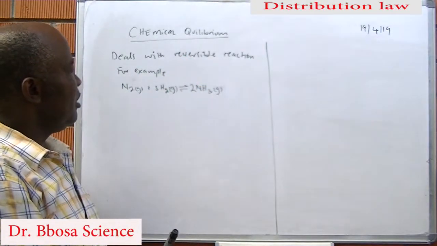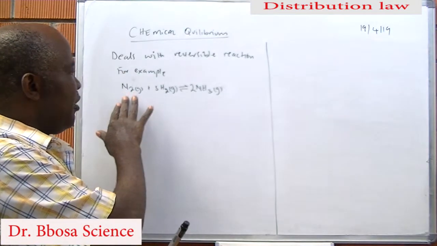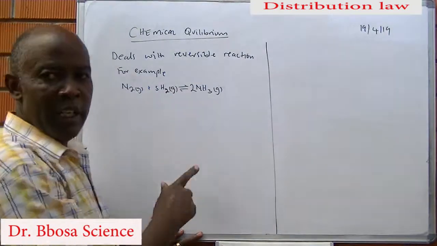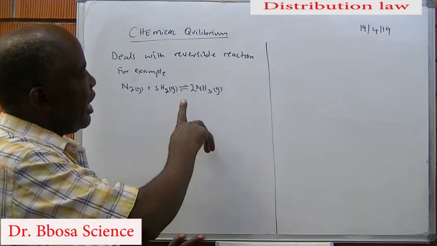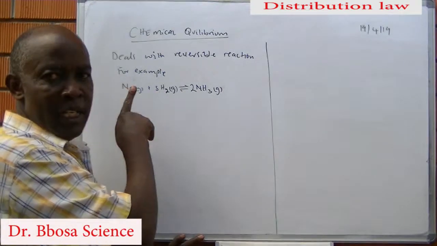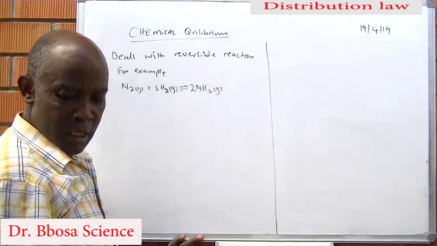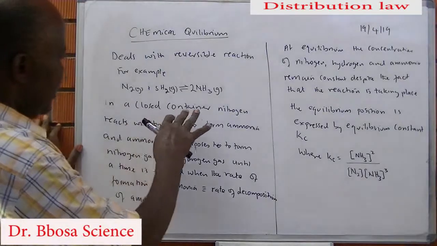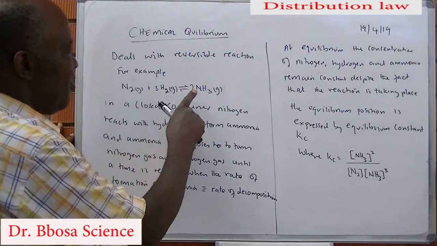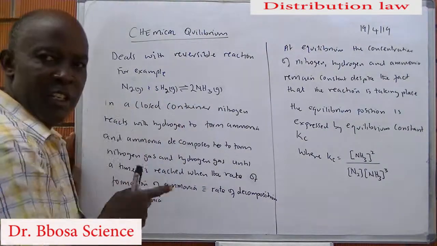Chemical equilibrium deals with reversible reactions. For example, nitrogen gas reacts with hydrogen gas to form ammonia gas. When ammonia gas is heated, it decomposes to form hydrogen and nitrogen. Such a reaction is said to be reversible. In a closed container, nitrogen will react with the hydrogen to form ammonia. Ammonia will decompose to form hydrogen and nitrogen.